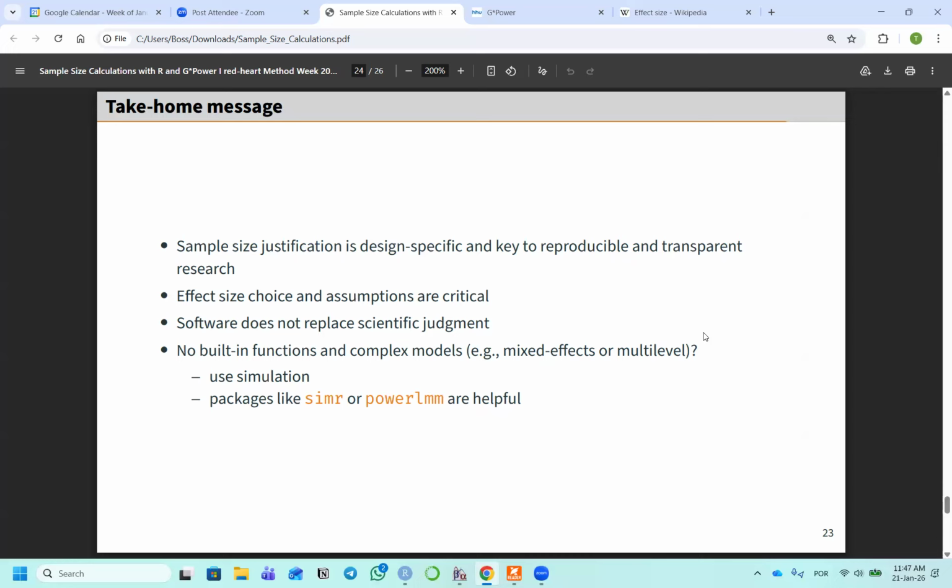Of course, we use software for the sake of speeding things up, but it cannot replace your knowledge or scientific judgment. And again, in some cases you don't find built-in functions when you are dealing with complex models like repeated designs, longitudinal, mixed effects, and so on. In that regard, the best strategy is to switch to simulation, and in that way you may get the sample size that you require.